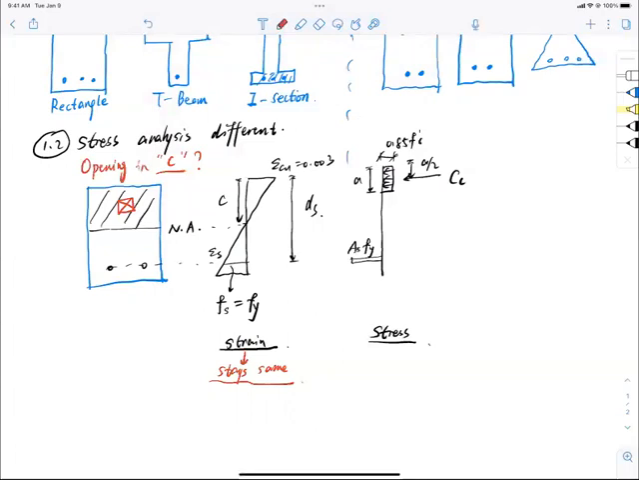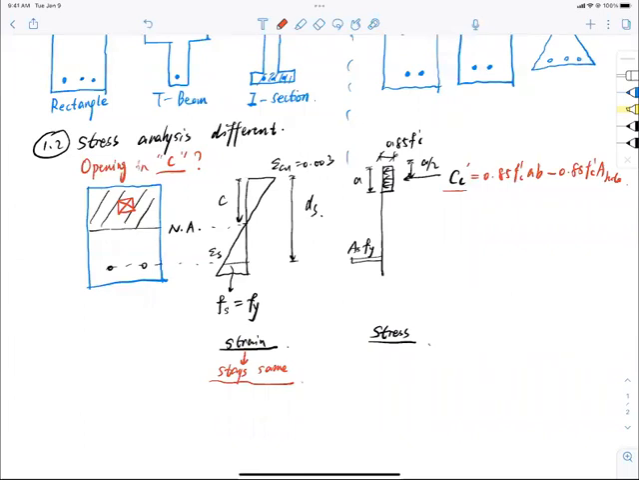The only difference now is that my compression of the concrete becomes Cc prime, and that equals 0.85 f prime c Ab previously, minus 0.85 f prime c A opening. Okay, so that is the first difference. The second difference you have to figure out is that the compressive zone has changed because I dug an opening in the middle of it, right? So the location of the compression force will shift as well.